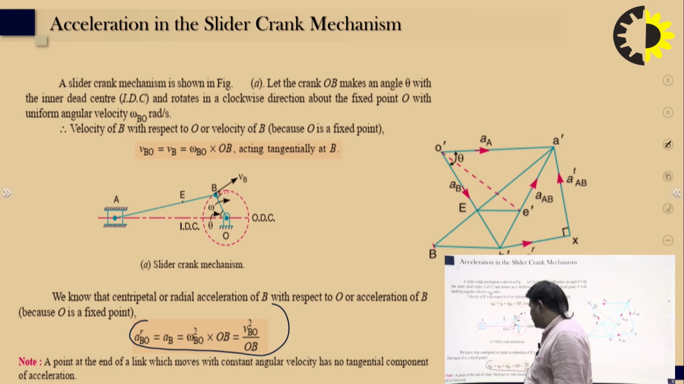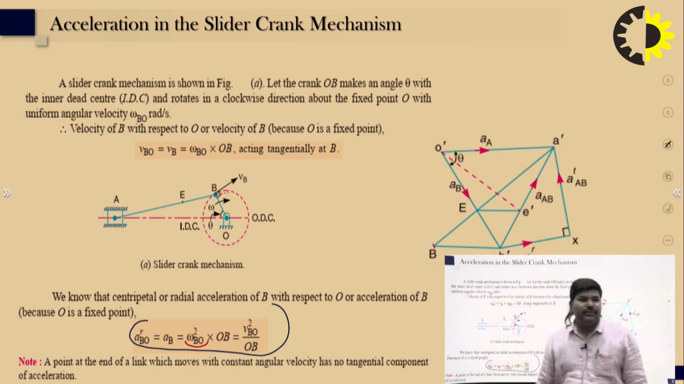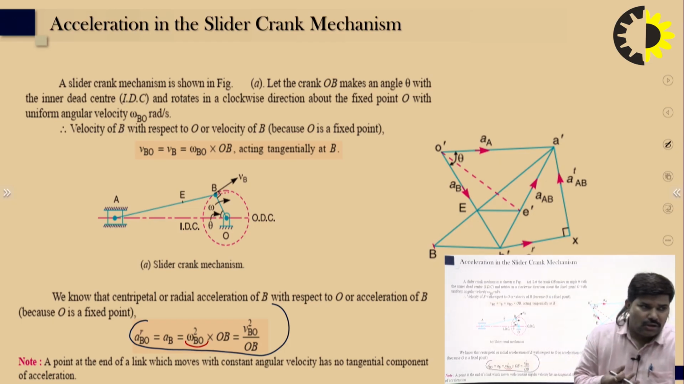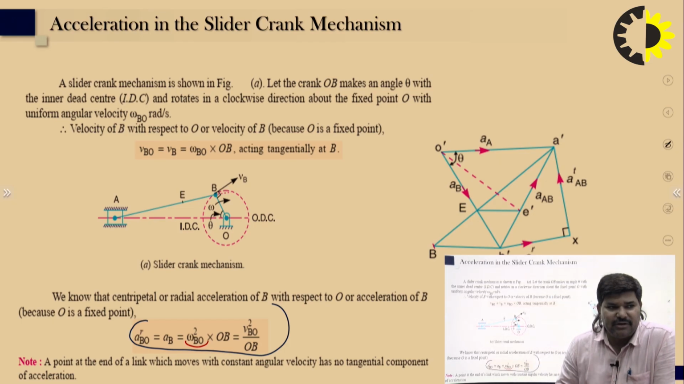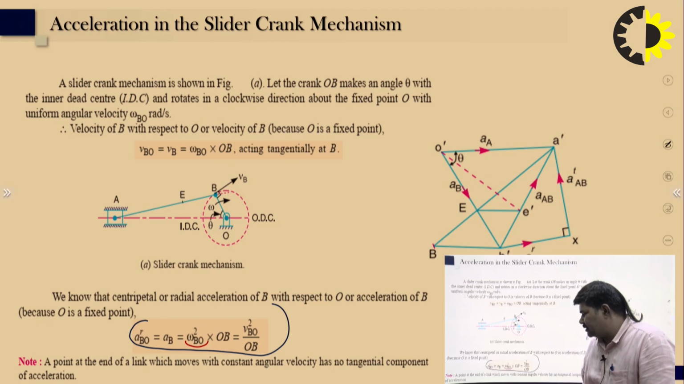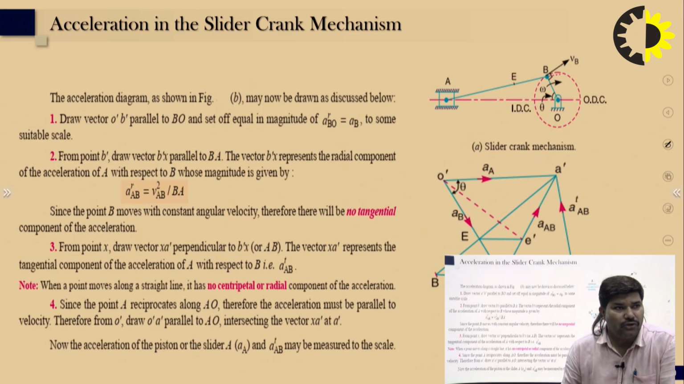So the radial acceleration of B with respect to O equals omega square BO into OB. And always remember, a point at the end of a link which moves with constant angular velocity has no tangential acceleration. So, draw the acceleration diagram, and we can discuss it step by step.